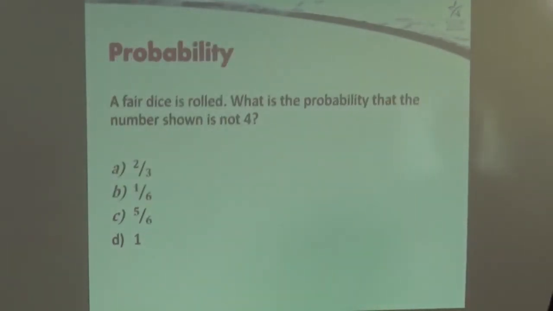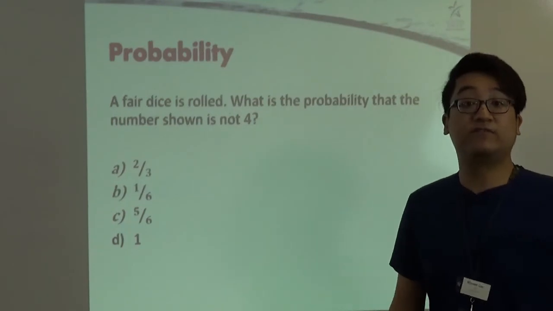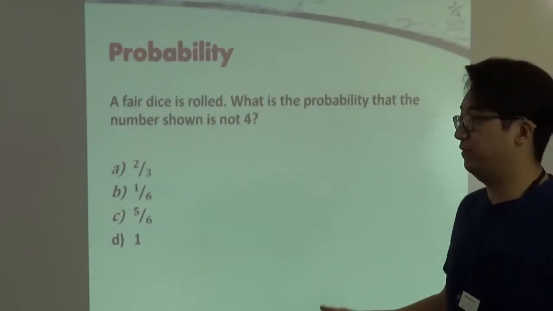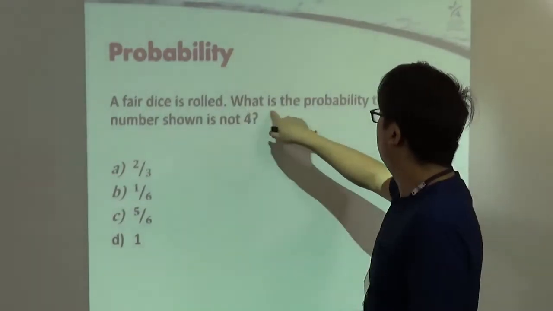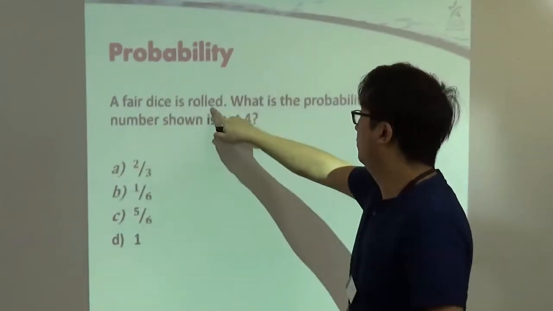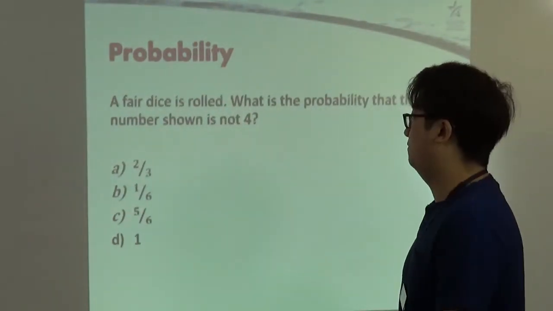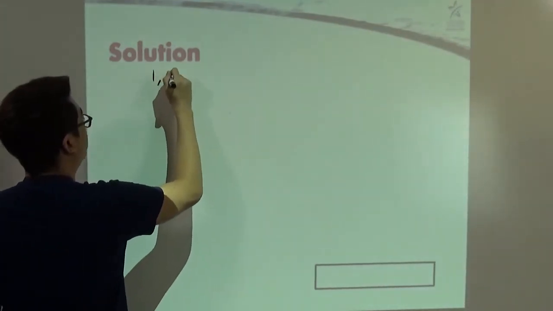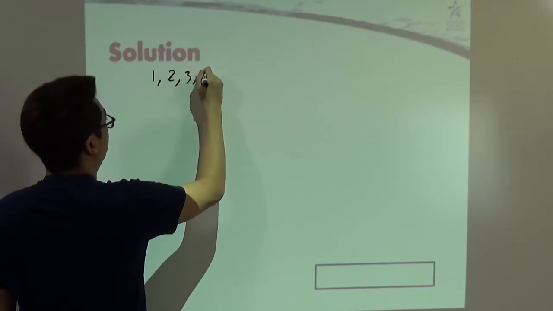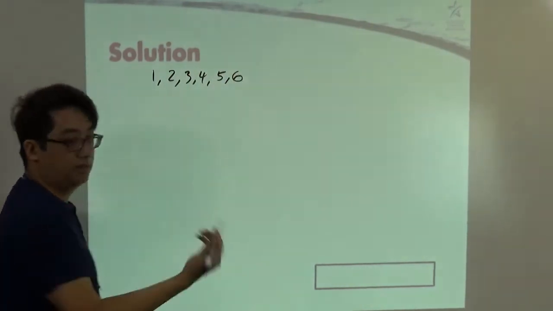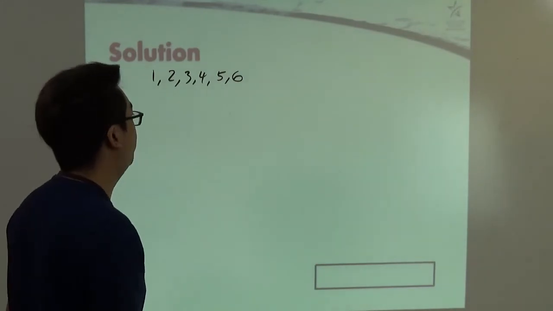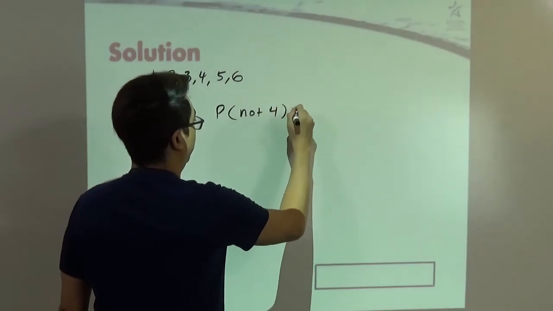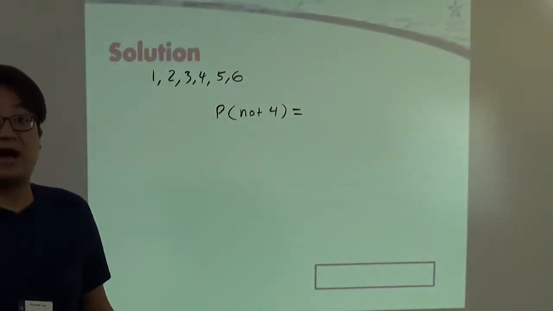Okay. Now, probability. Like your definition says, the probability is the chances of you getting something. The chances of you rolling a dice, flipping a coin, stuff like that. So we look, a fair dice is rolled, what's the probability that the number shown is not 4? So, we have a dice, right? We know a dice is labeled 1 through 6. So these are the faces of our dice: 1, 2, 3, 4, 5, and 6. Now we're looking for the probability of it being not 4, right? So we look at what faces are not 4.